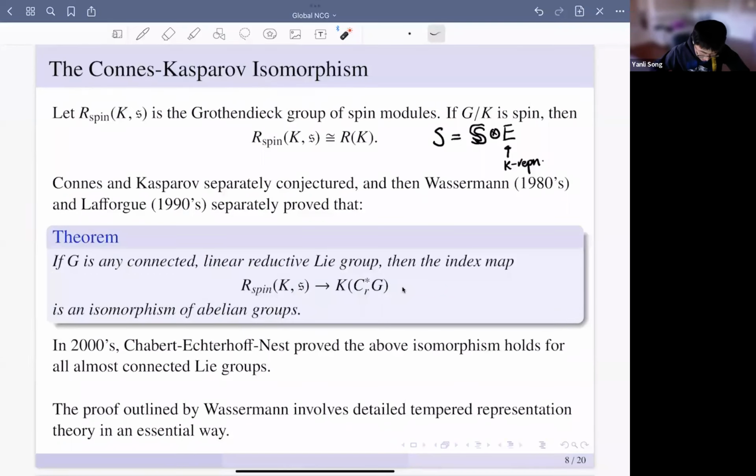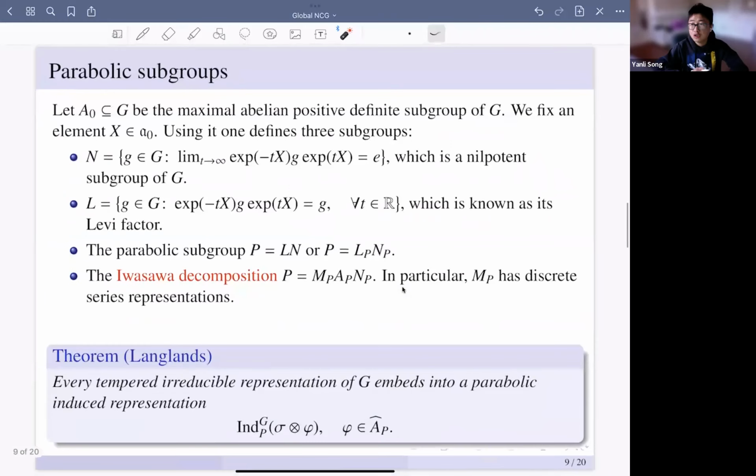So next, Wasserman's approach is to get a more refined structure, to understand better the structure of the reduced group C-star algebra, and to understand the structure of the group C-star algebra better, we need some representation theory information. So the first one we need is a parabolic subgroup.